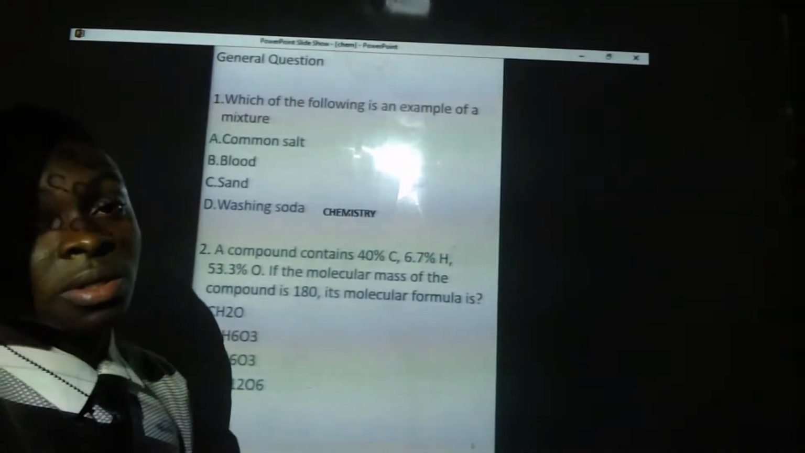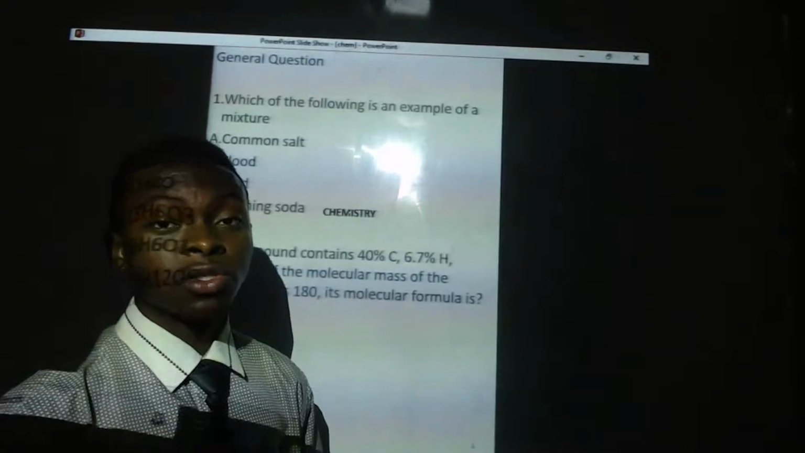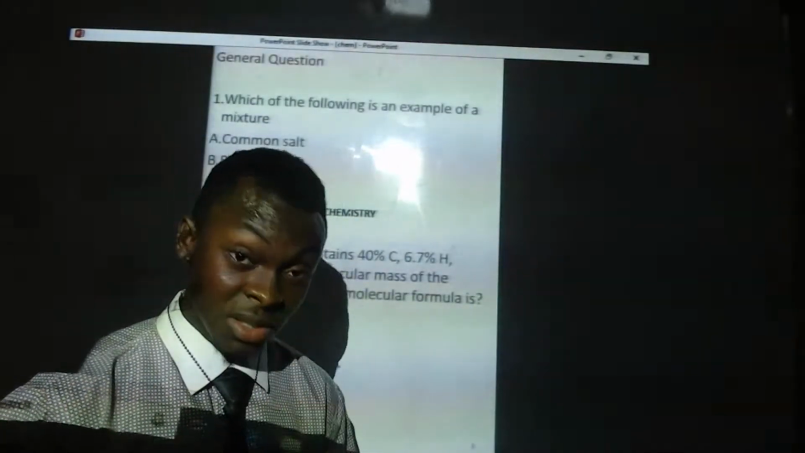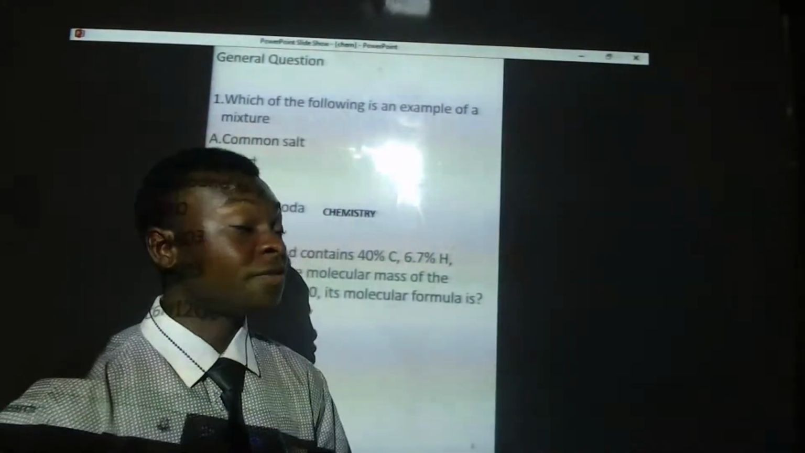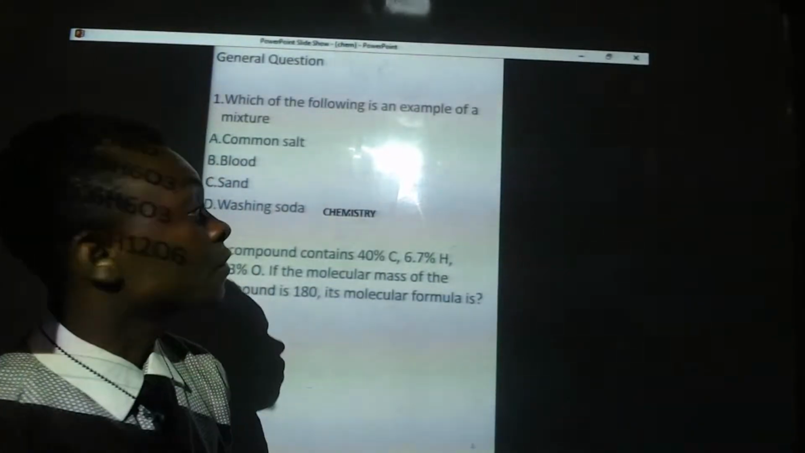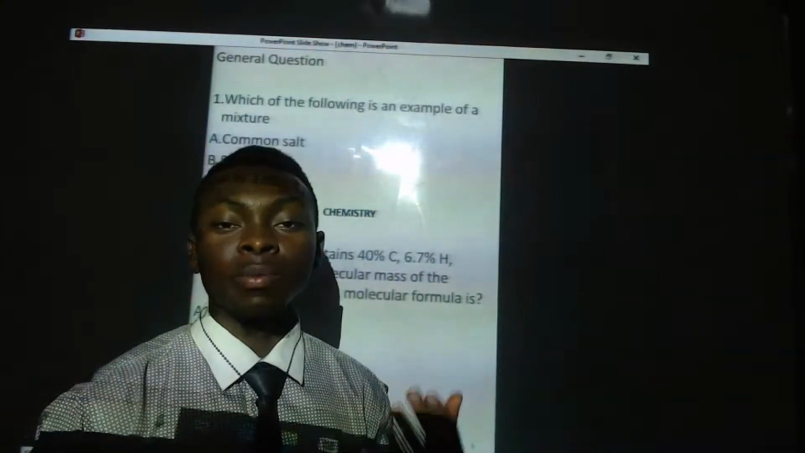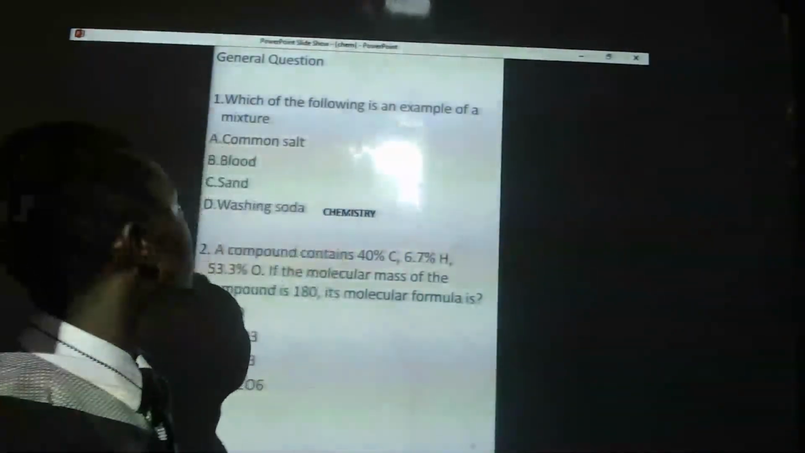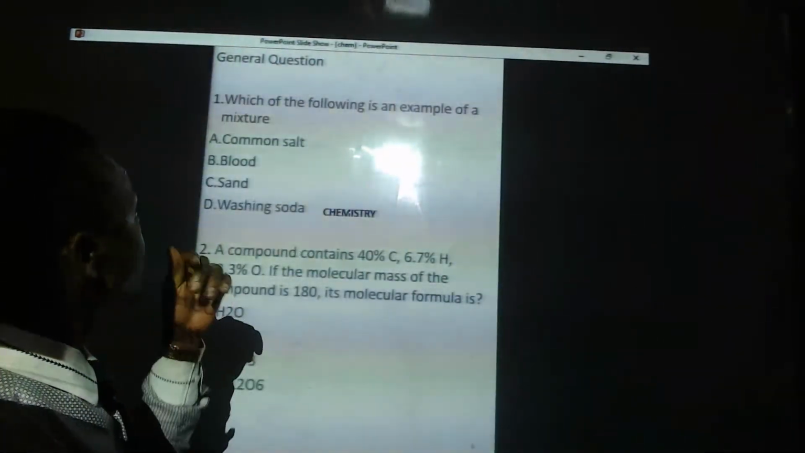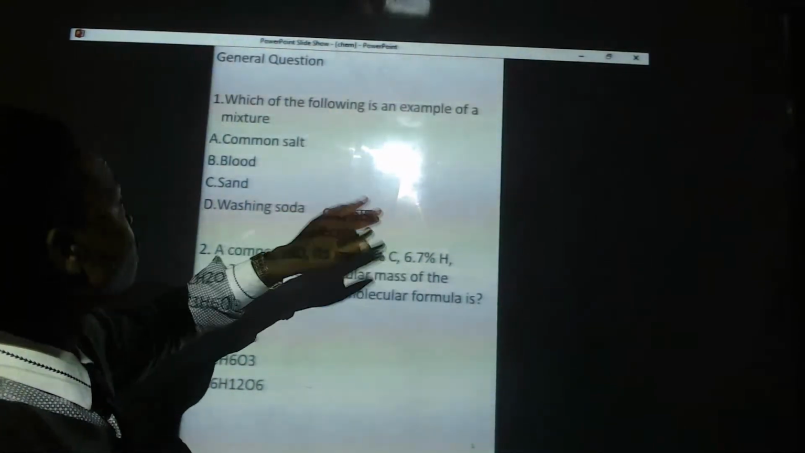Now, the last time we met, we talked of mixtures, and we talked of separation techniques and the way we separate different types of mixtures. And we also went further in talking of chemical equations, how to balance chemical equations, went down to empirical formulas and the rest. Now, the first question here is saying which of the following is an example of a mixture.